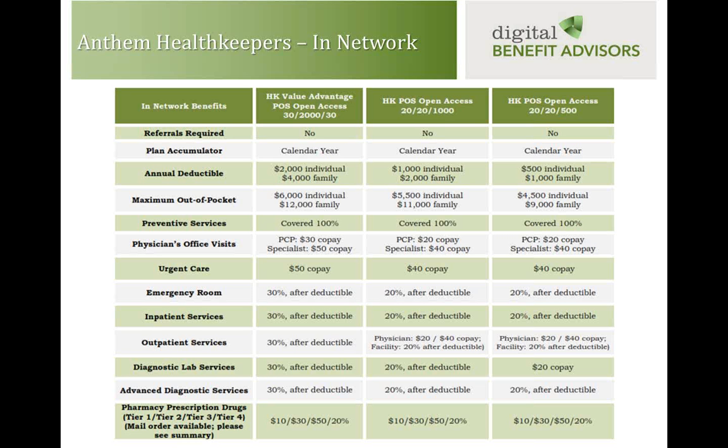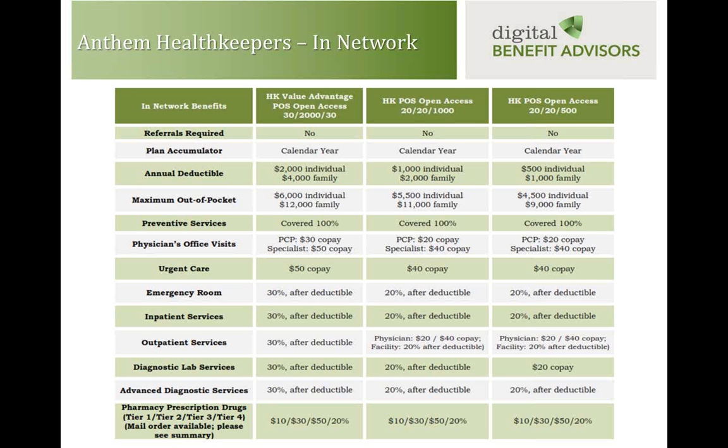But the physician office visits are $30 copay for primary care, and then $50 copay for a specialist. Urgent care is a $50 copay. And then you'll see below that for any higher cost services, so emergency room, inpatient services, outpatient services, that's going to include outpatient surgery, diagnostic lab services, and then advanced diagnostic services. Advanced diagnostic services are going to refer to MRI, CT scans, PET scans. All of those items that I just listed are covered at 30% after the deductible.